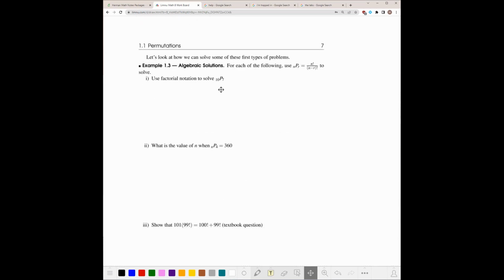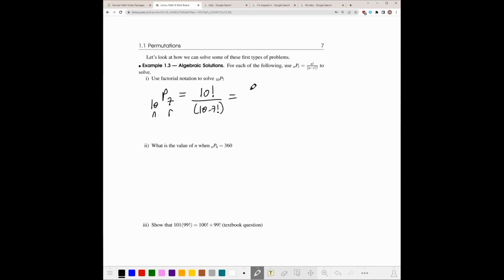Okay. So we're going to use factorial notation, which is kind of saying use the form that has factorial notation to solve 10 pick 7. All right, so we've got 10 pick 7, which means our n value is 10, our r value is 7. And so we're going to solve it like this. We've got 10 factorial over (10 minus 7) factorial.